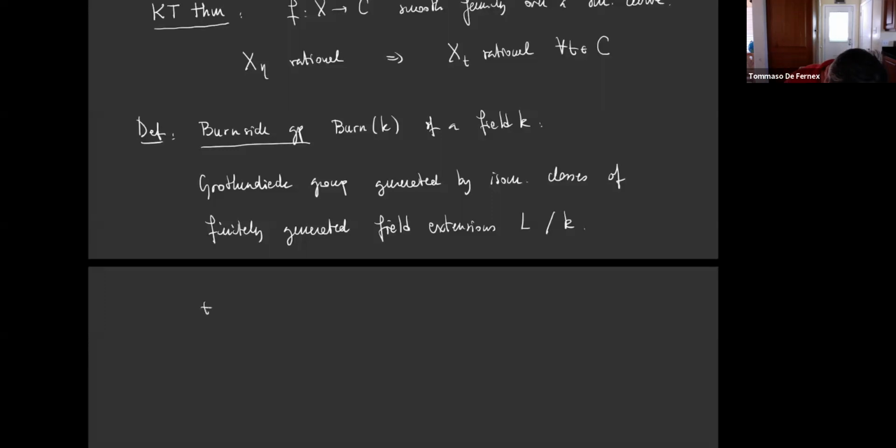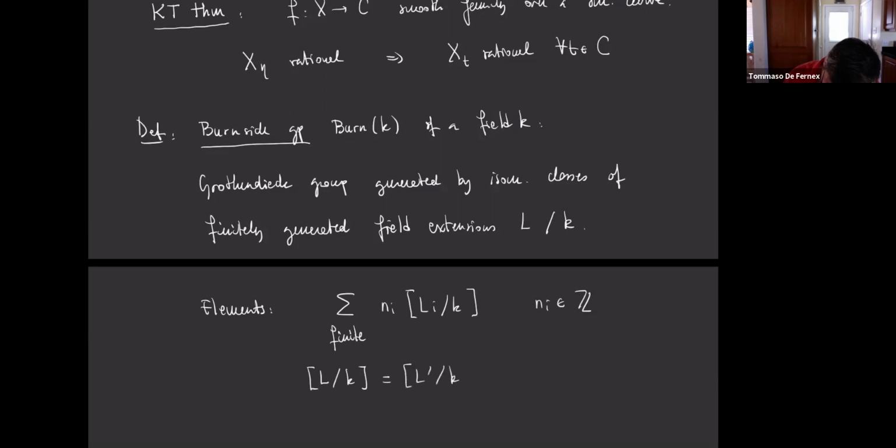So an element can be seen as a finite linear combination of classes, or these isomorphism classes, where the coefficients are just integer numbers. And in this group, if I give you two extensions, they define the same element if and only if these extensions are isomorphic over K as extensions. Okay.